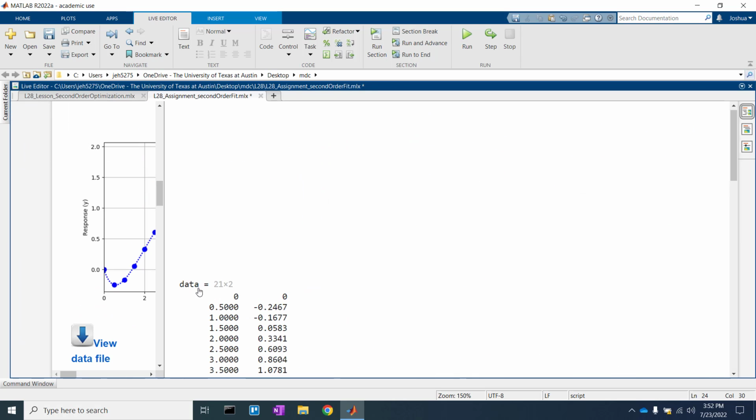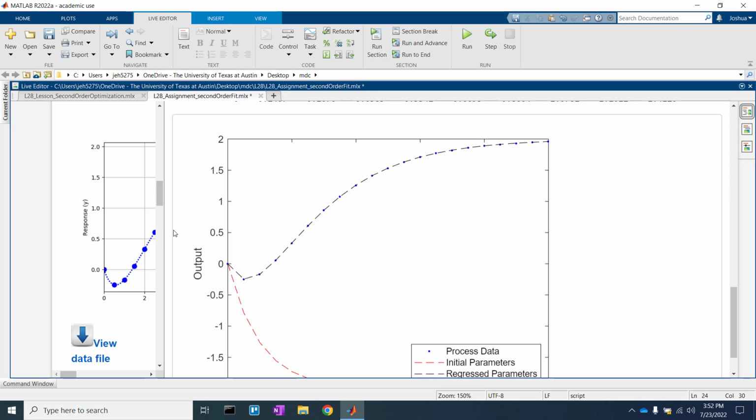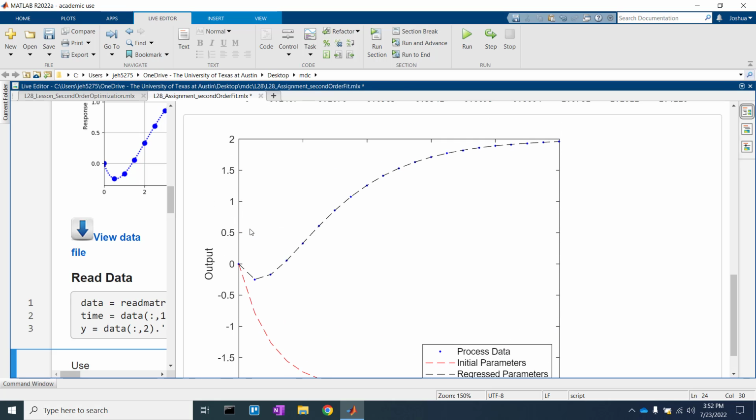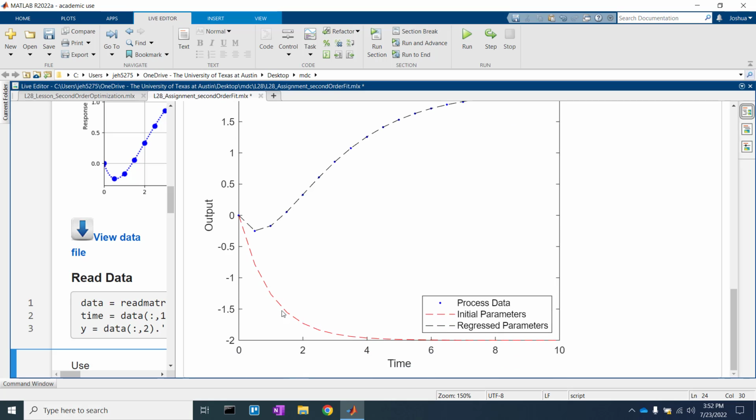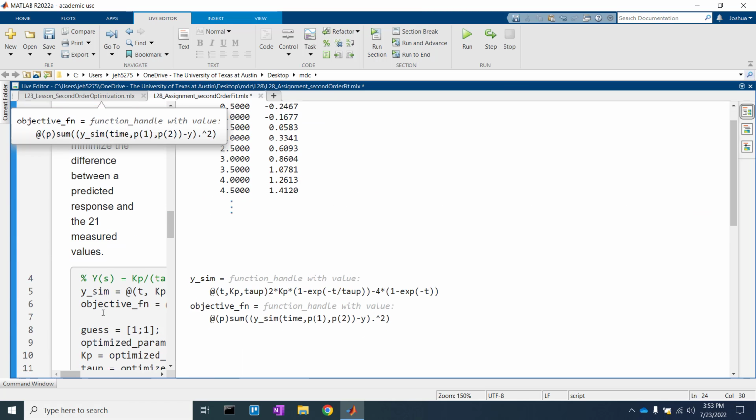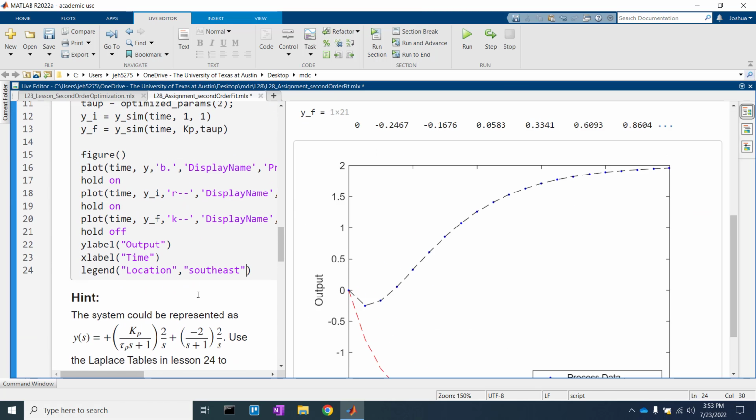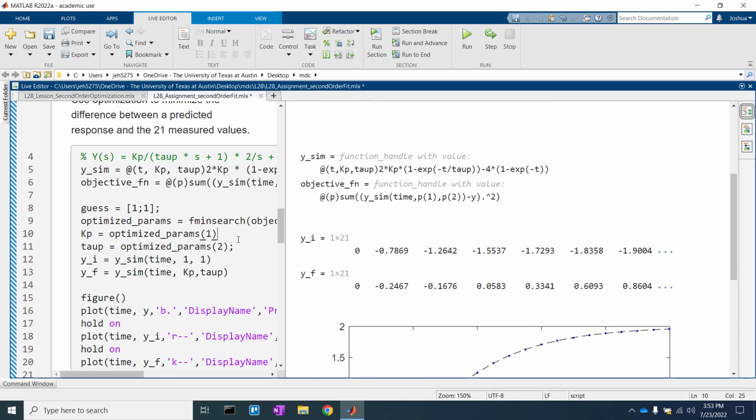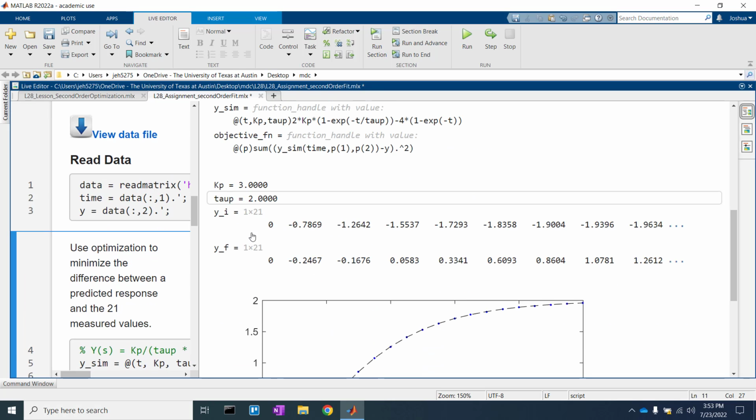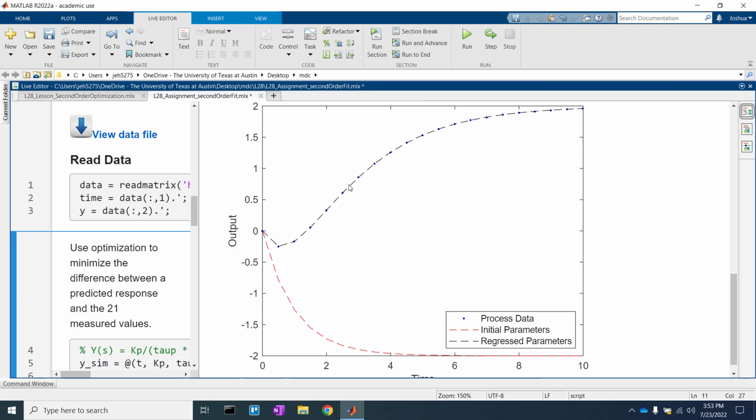There we go. As we look at our graph, the dots are a little bit small. Hopefully you can see them. For the output, we go from 0 to 2. Our initial parameters take us all the way down to -2, so that doesn't work very well. But our regressed parameters keep us all the way in line. And what are our regressed parameters? I think we need to take off the semicolons so we can see what they are. We'll run it one more time. It's a good sign with how fast fmin search works here. So our kp is equal to 3, our tau p is equal to 2. It fits very well.